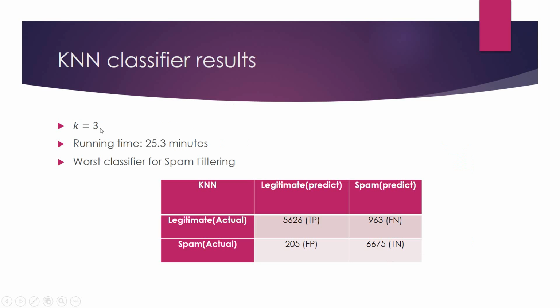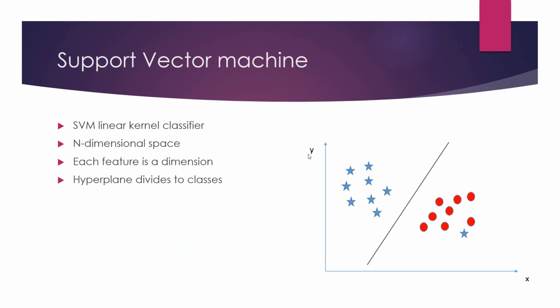So the results for k equal to 3: the pretty bad thing about KNN is that it's time consuming. The running time is very high, 25.3 minutes. And the false negatives and false positives are also pretty high, and it's not desirable. 963 is a very big value compared to the other classifiers that we have seen so far, the naive Bayes classifiers. So KNN is probably the worst classifier to use for spam filtering. Let's go to the next classifier.